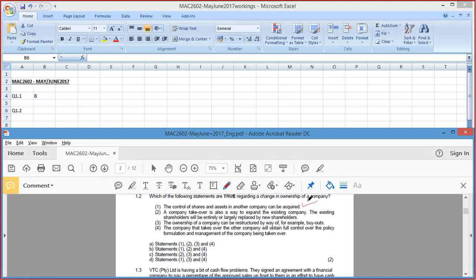Regarding the change in ownership, obviously if someone else is buying the company, that would definitely change hands. Number 2, a company takeover is also a way to expand the existing company. Well, that would be correct. If the existing company is buying other companies, then you're expanding. The existing shareholders will be entirely or largely replaced by new shareholders. That would be true, because the old shareholders would be bought out because it's a takeover.